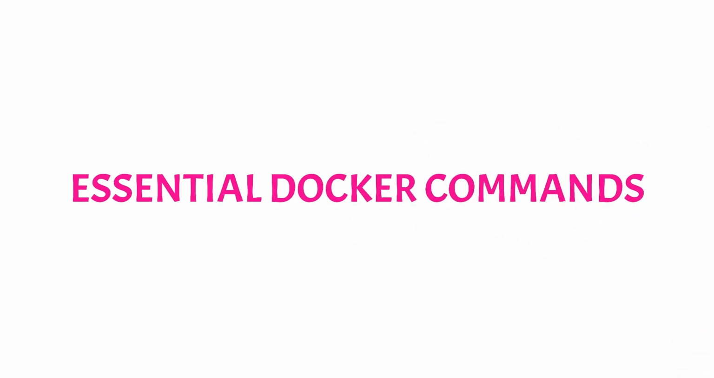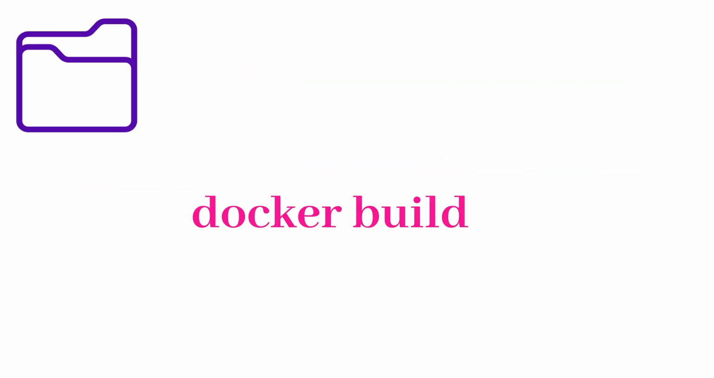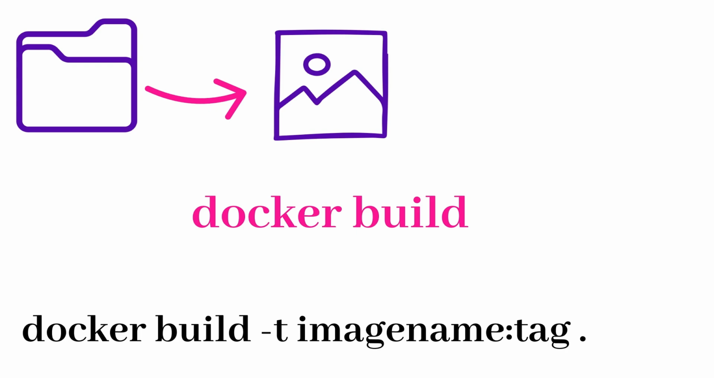You'll run these commands in your computer's terminal on Mac and Linux machines, or PowerShell on Windows. Docker build reads your Dockerfile and creates a Docker image. -t stands for tag. This gives your image a name and a version. The dot at the end means look for the Dockerfile in the current folder. So always run this command from the folder where your Dockerfile is located.